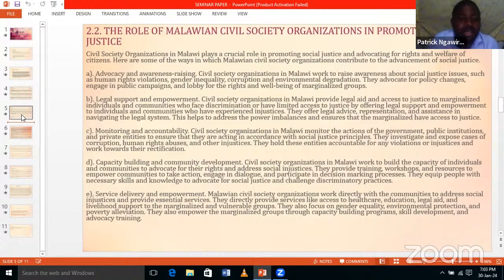And also they can play the role of monitoring and accountability. Civil society organizations in Malawi can monitor the actions of the government, public institutions, and private entities to ensure that they are acting in accordance with social justice principles. They can investigate and expose cases of corruption, human rights abuses, and other injustices, and hold these entities accountable for any violations and work towards their rectification.